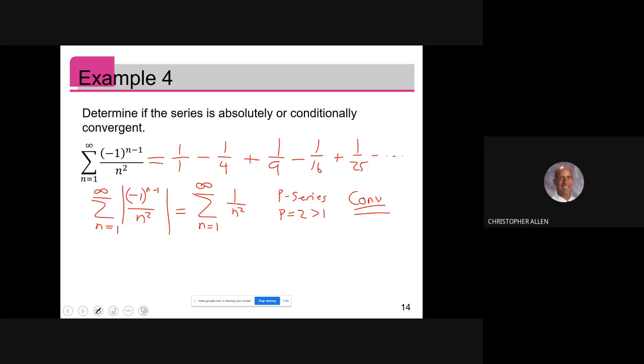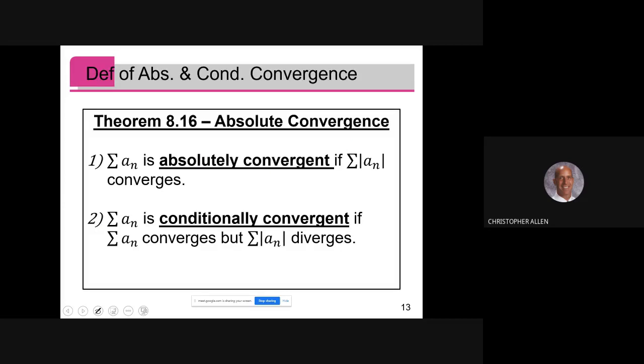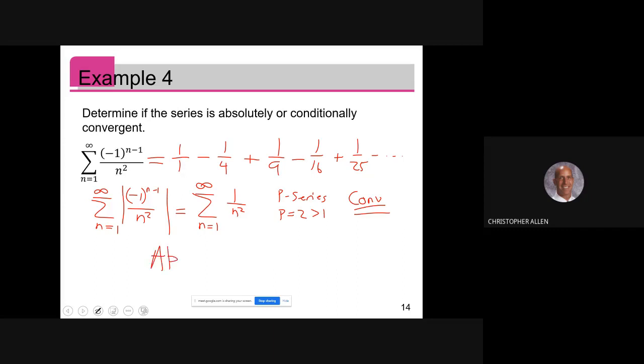You guys agree? Now let's go back to our previous slide. The sum of a sub n is absolutely convergent if the sum of the absolute value of a sub n converges. The sum of a sub n is conditionally convergent if the sum of a sub n converges, but the sum of the absolute value of a sub n diverges. So guess what, guys? This is absolutely convergent.